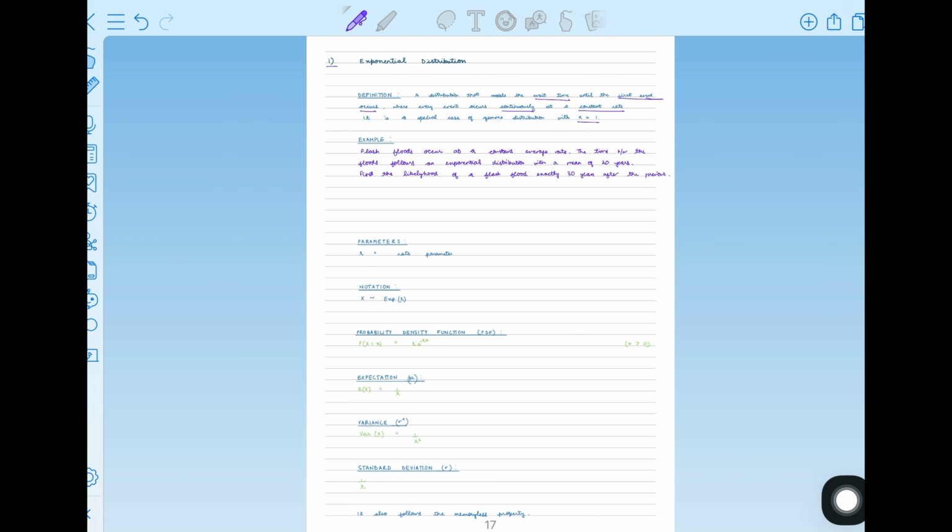The parameters include lambda, which is the rate parameter. The probability density function is lambda times e to the power minus lambda x. The expectation is 1 upon lambda and the variance is 1 upon lambda square.